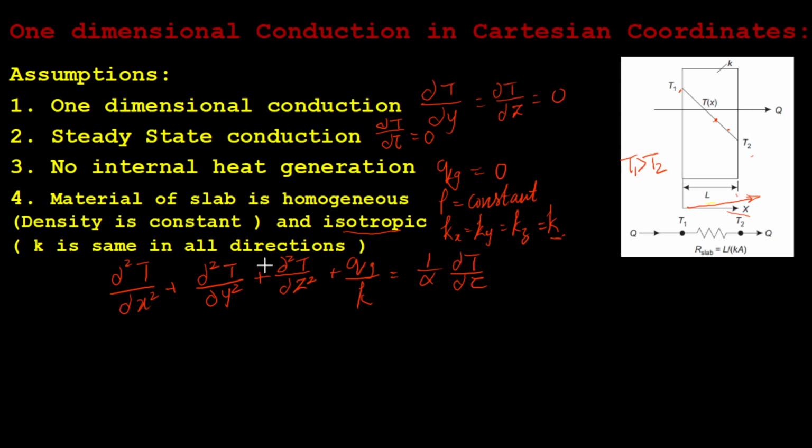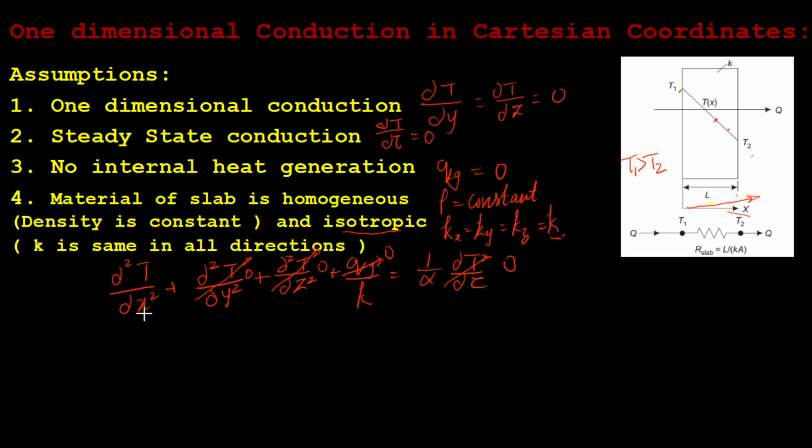Now with our assumptions, this term will be equal to 0 because dou T by dou y itself is 0, and this term will also be equal to 0 because dou T by dou z is also 0. Then there is no internal heat generation, so this is 0. And we are dealing with steady state, so this term will also be equal to 0. Now we are left with only one term in the equation, that is dou square T by dou x square will be equal to 0.